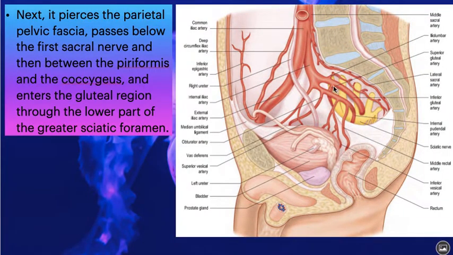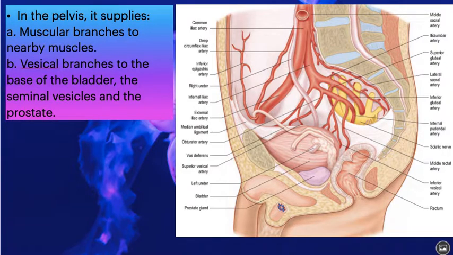Next, it pierces the parietal pelvic fascia, passes below the first sacral nerve and then between the piriformis and the coccygeus, entering the gluteal region through the lower part of the greater sciatic foramen. In the pelvis, it gives muscular branches to nearby muscles and the vesical branch to the base of the bladder, the seminal vesicle, and the prostate.